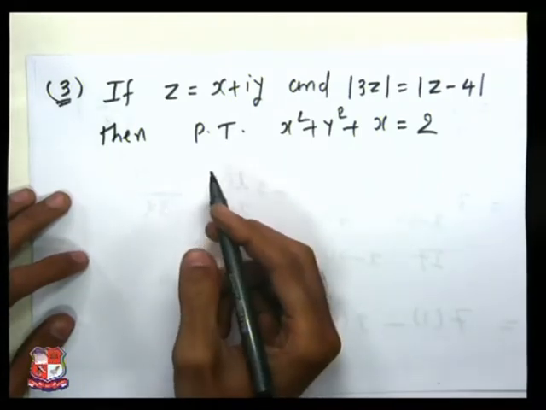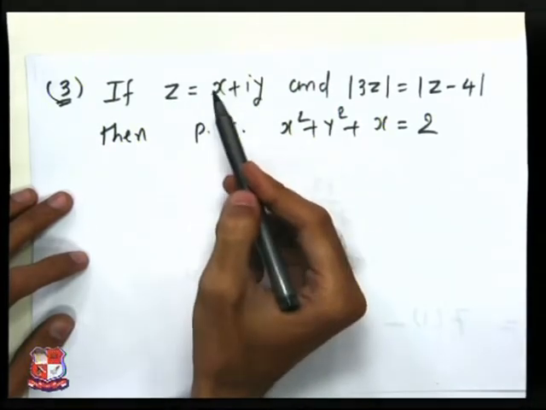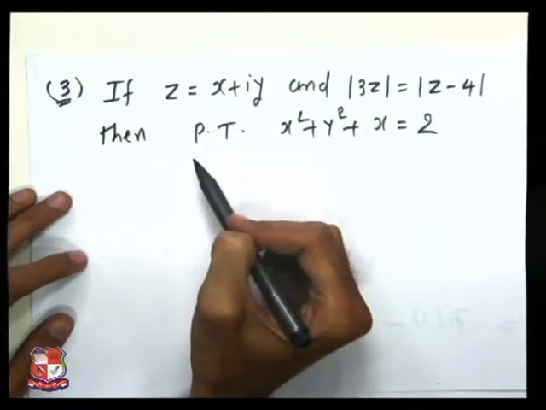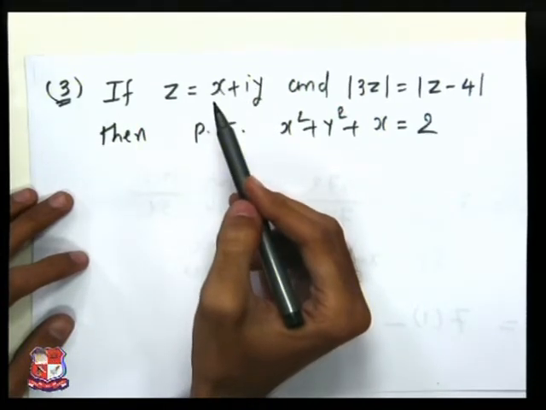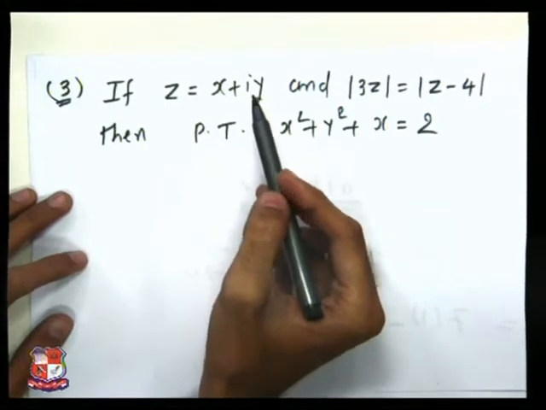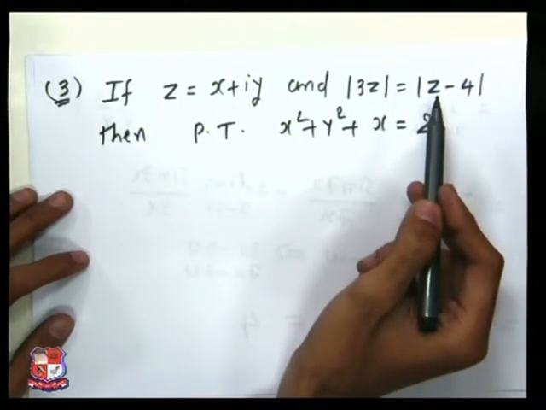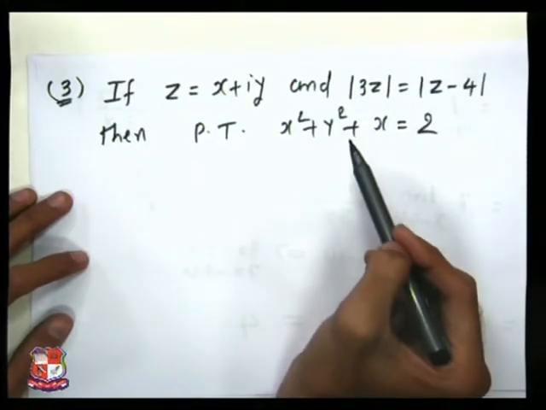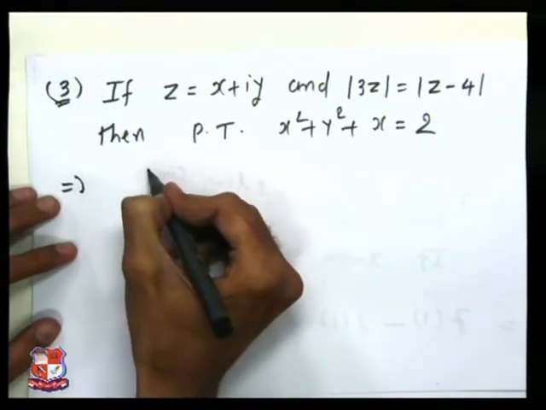Okay, this is a very good example because we have given that z is x plus iy, and if we want to find the modulus of z, then we have the formula that mod of z is equal to under root x square plus y square, that is under root of square of real part plus square of imaginary part. And we have given that modulus of 3z is equal to modulus of z minus 4. So we are going to use this equation to prove this equation.